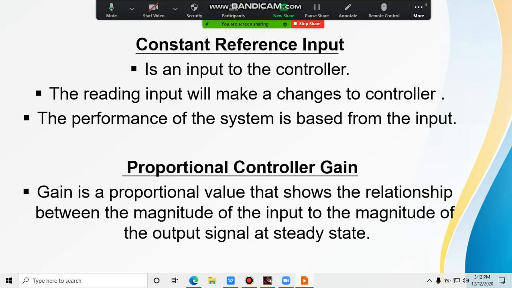And the third one is proportional controller gain. Gain is a proportional value that shows the relationship between the magnitude of the input and the magnitude of the output signal at steady state.